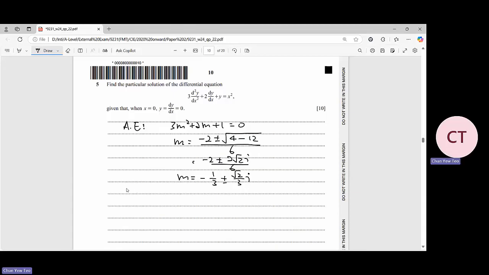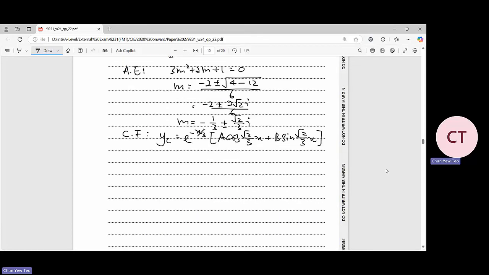So therefore, your complementary function will be yc equals e to the power of negative x over 3, a cos 2 over 3 x plus b sine 2 over 3 x. Okay, that is my complementary function. Now we want to go for the particular integral, which will be yp.